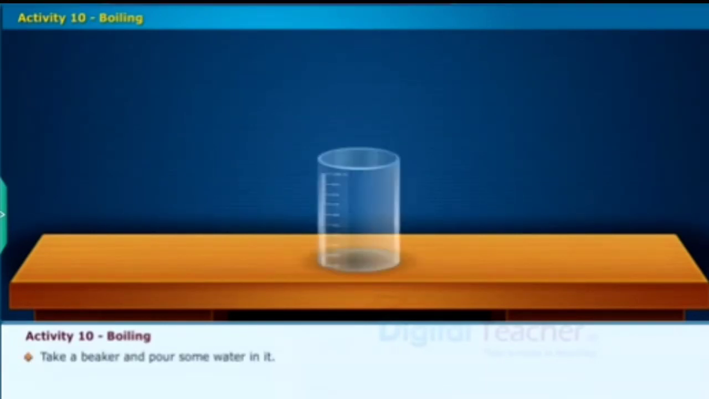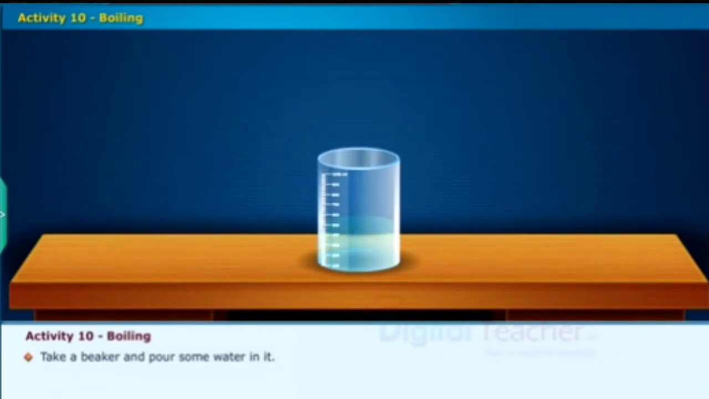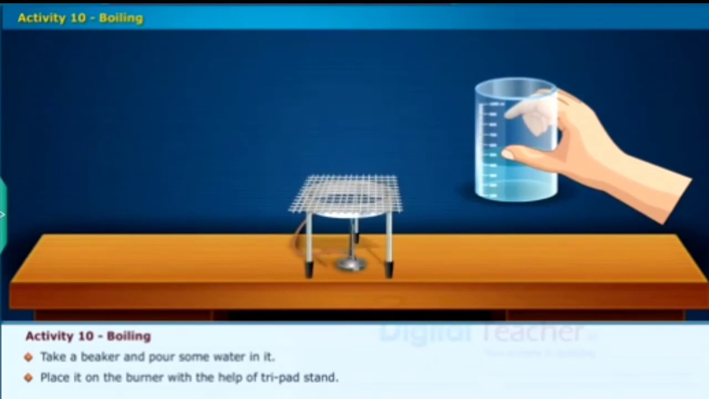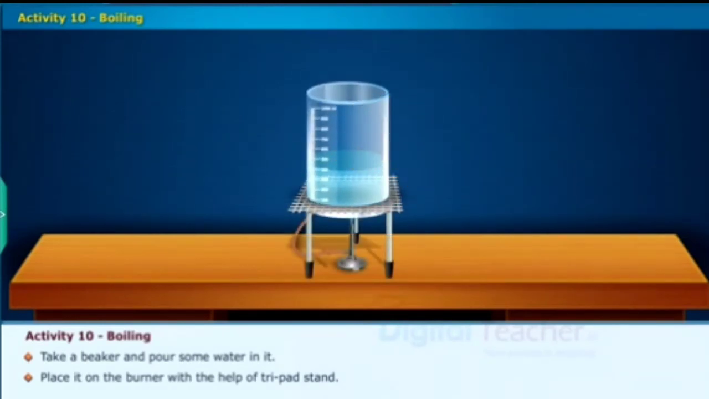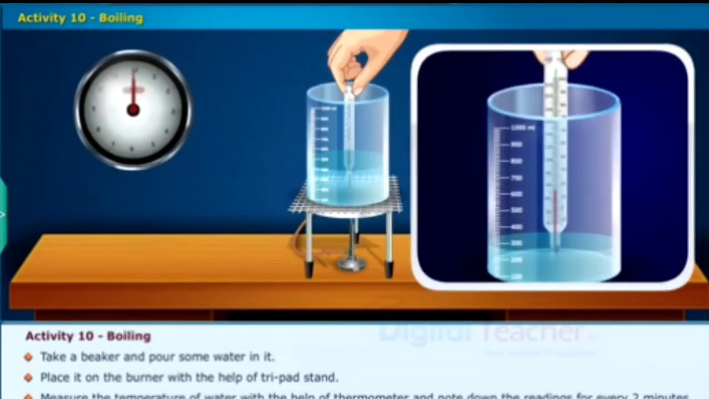Let us perform an activity for boiling. Take a beaker and pour some water in it. Place it on the burner with the help of tripod stand. Measure the temperature of water with the help of thermometer and note down the readings for every 2 minutes.